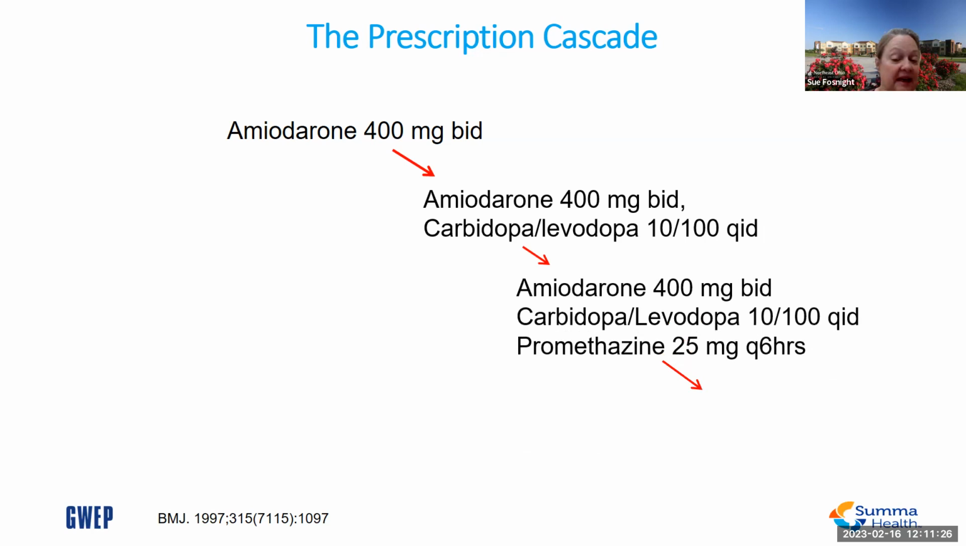And they did have a side effect from the carbidopa-levodopa where they got very nauseous. And that nausea occurs because the levodopa is being metabolized in the periphery instead of in the brain. And 2 things can happen. You can get nauseous. You can also get low blood pressures. So for this patient, promethazine was started. And if you watch that video, promethazine is one of those drugs that have a lot of side effects in older patients. And this was an older patient.